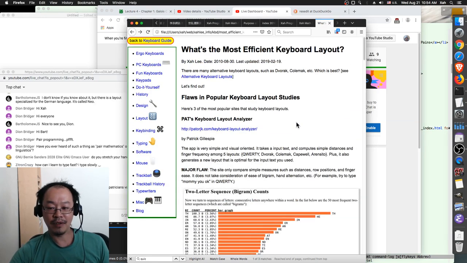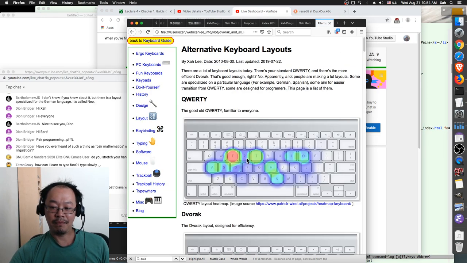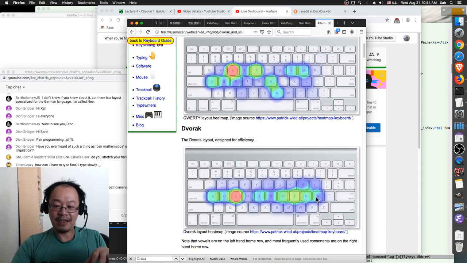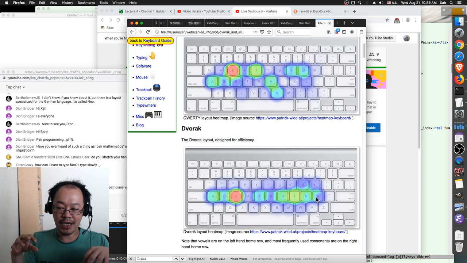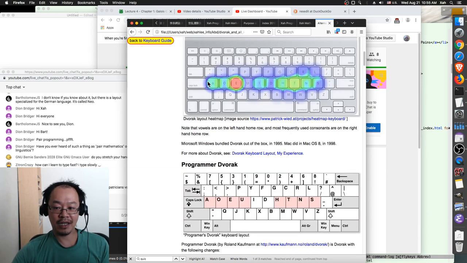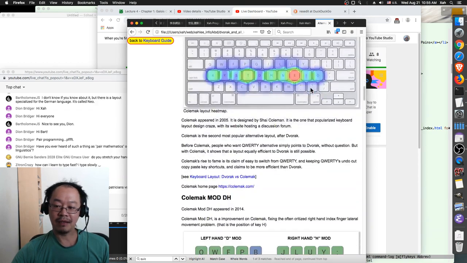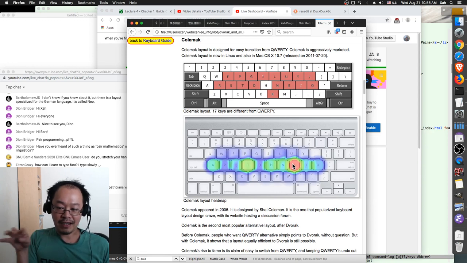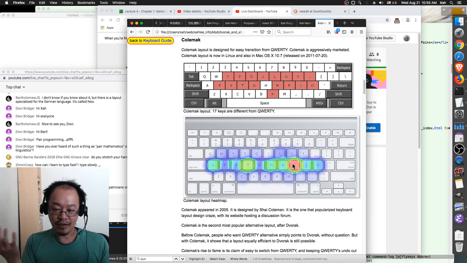The easiest measurement is the heat map. You look at, for example, which finger types which key. If the most typed letters occur on the home row, you might think that is better because you don't have to move your fingers around. That is one of the most important ways to judge which layout is better. But there's more than that. With Dvorak, most things happen on the home row, but on Colemak it is also true. Most letters happen on the home row. So in this case, how do you judge?